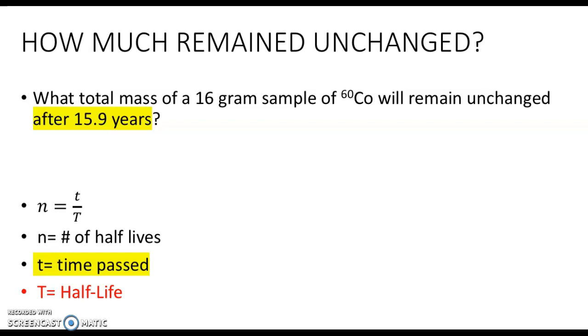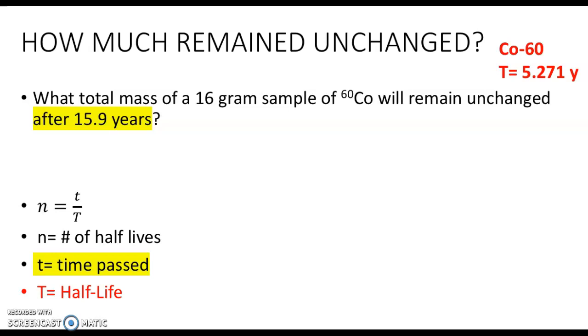Now, as I read the problem, I don't see the half-life, so I either have to think myself, am I calculating half-life or am I looking for it? For this example, you're going to be looking at Table N to find it. So Table N will tell you that your half-life is 5.271 years. So that's the half-life of cobalt. I go ahead and write that in my red to let you know.